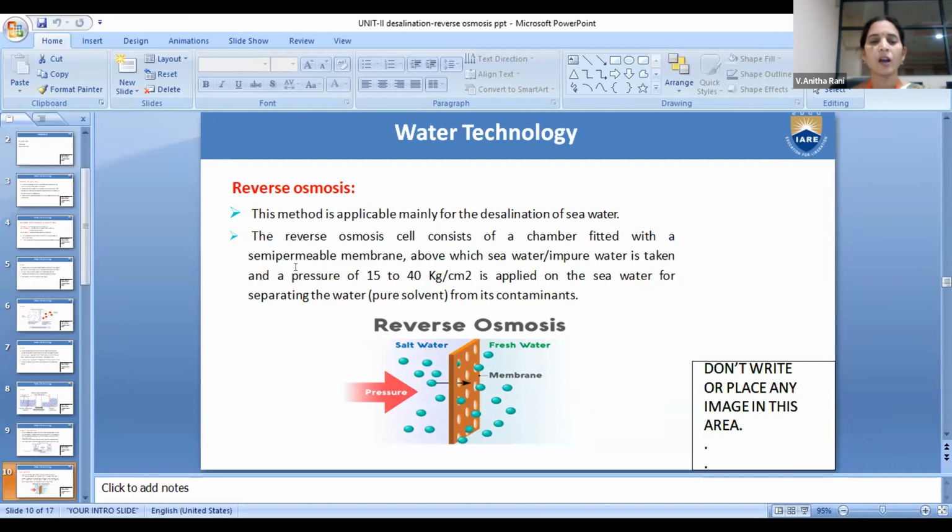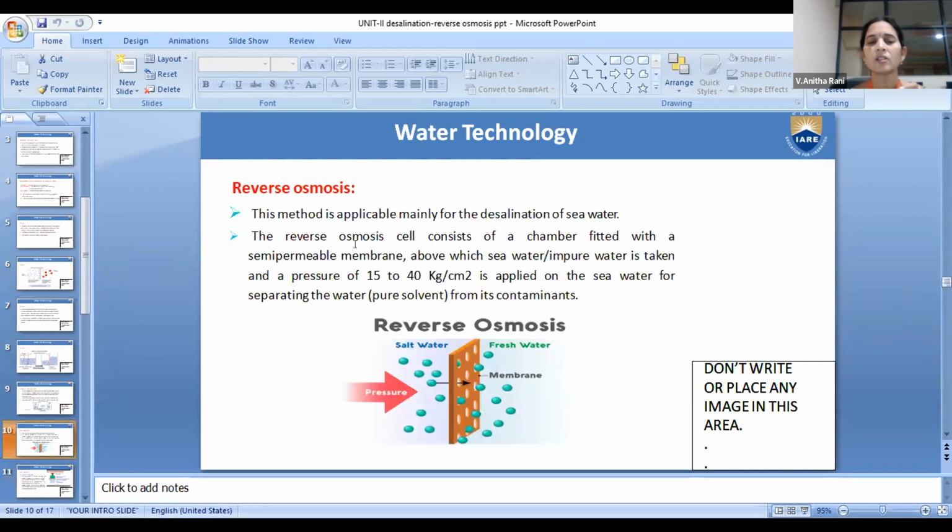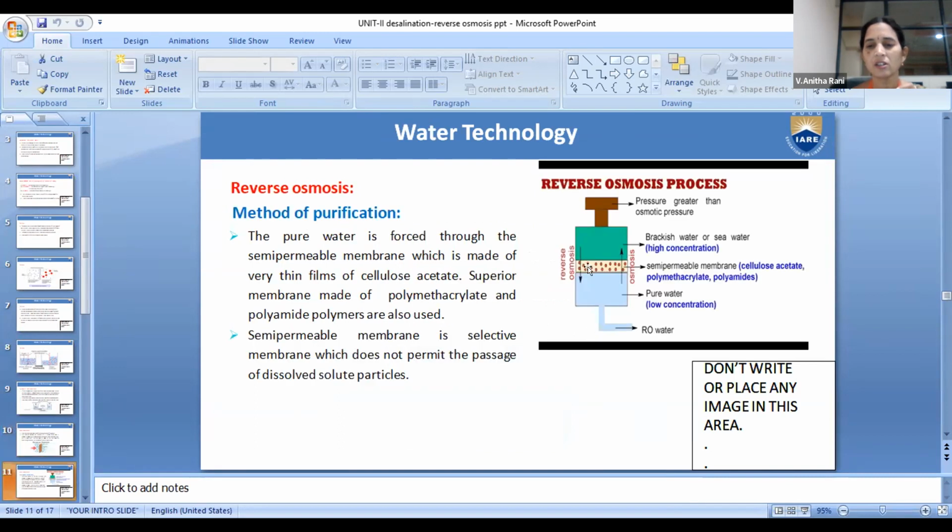Now, students, the reverse osmosis cell consists of a chamber. You have to draw this diagram in the exam. The reverse osmosis cell consists of a chamber fitted with a semi-permeable membrane. You can see here, we are fitting a semi-permeable membrane in a chamber.